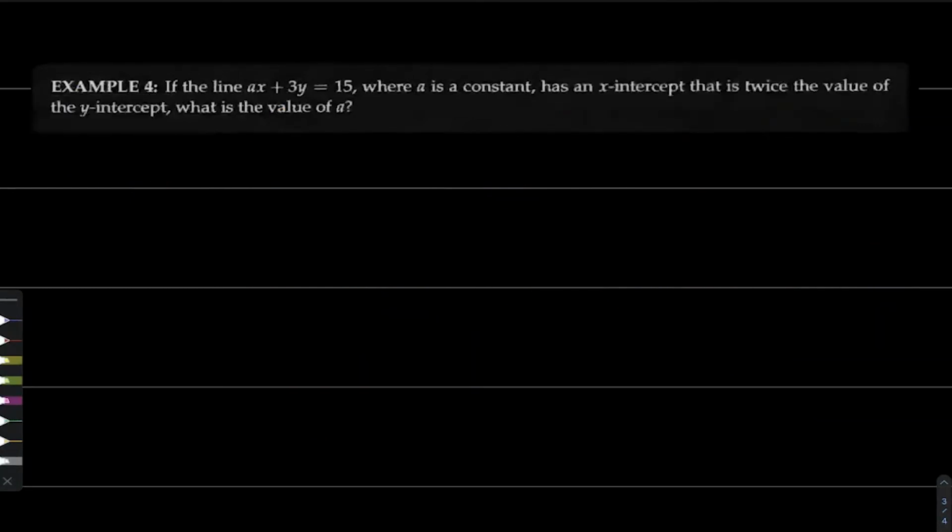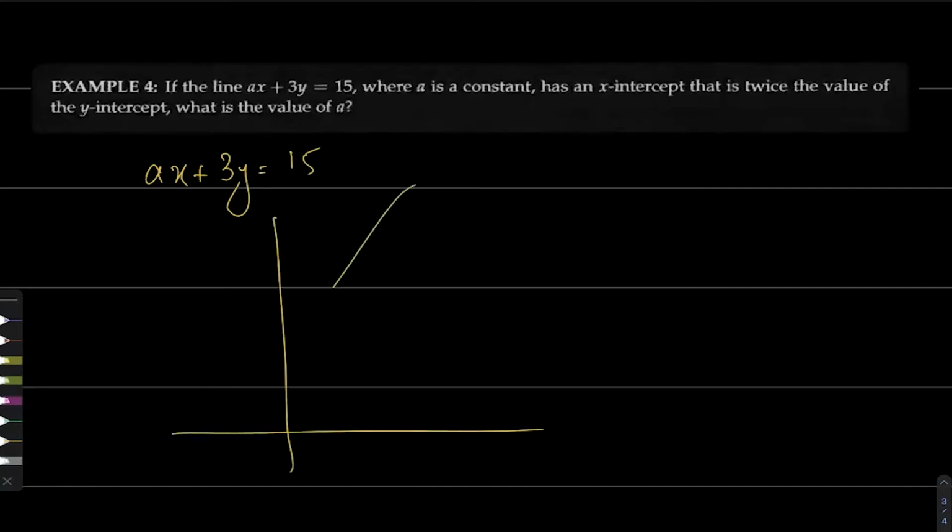Let's try to make sense of the situation. First of all, we have an equation ax plus 3y equals 15. So basically it's saying that this line, that random line like that, has an x-intercept and a y-intercept, and the value of the x-intercept, let me call it x again, is twice the value of the y-intercept, let me call that y. So x is 2 times y. Clear so far?